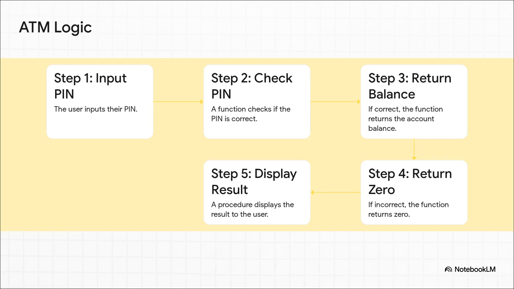Now, this function does a task. It compares your PIN to the right one. Then, and here's the key, it returns a value. If you were right, it returns your account balance. If you were wrong, it returns 0. Finally, a main procedure takes that return number and does something with it. It either displays your balance or it shows an error message. See that? The function provides the answer and the procedure acts on it.